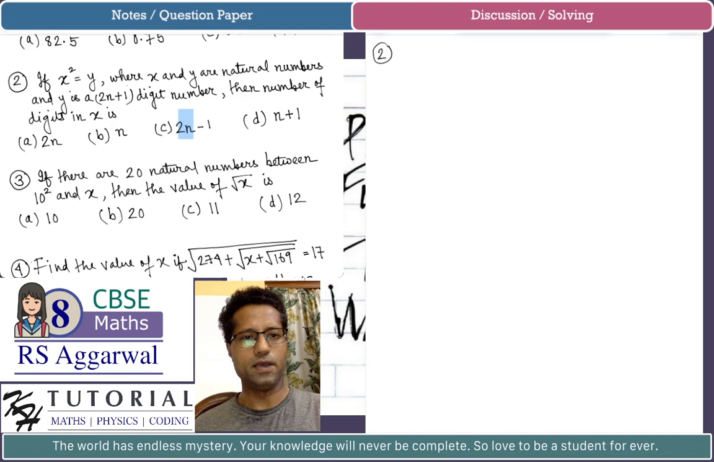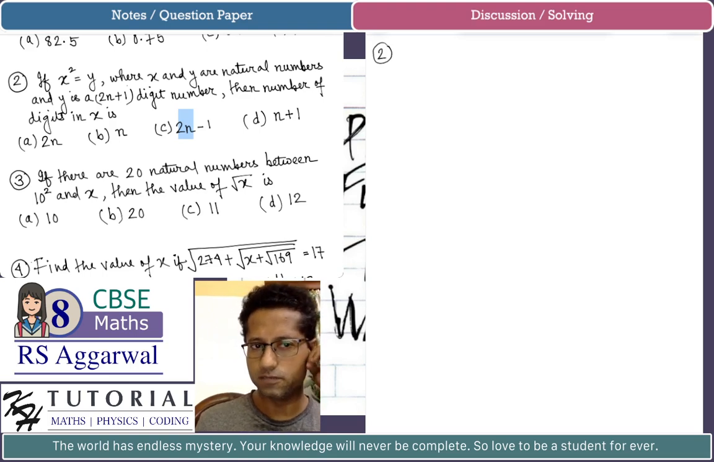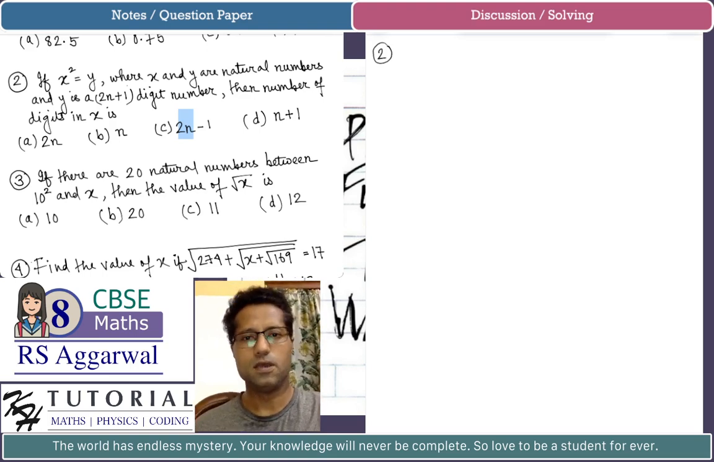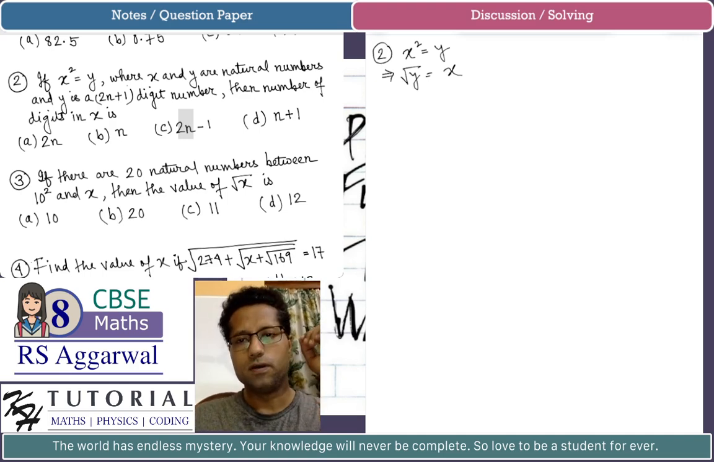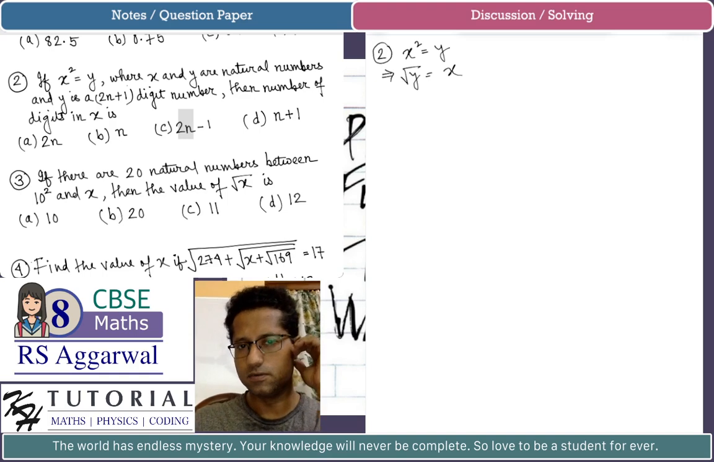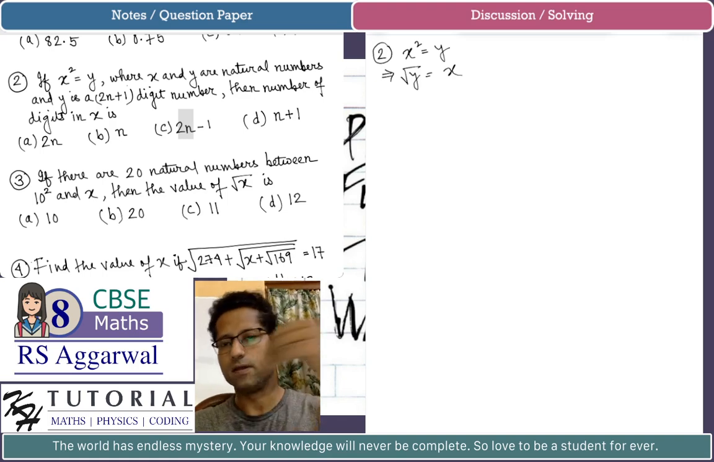It says that if x square equals y, where x and y are natural numbers and y is a 2n plus 1 digit number, that is, y is a number which has 2n plus 1 number of digits, then the number of digits in x is. So it is given that x square is equal to y. This basically means that the square root of y is x, and x and y are natural numbers, so definitely y is a perfect square number.